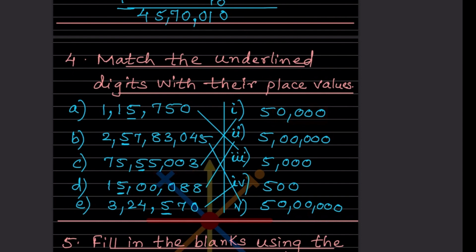Got it? Okay, now look at here. Tens, 100, 1000, 10,000, and this is lakhs. So 5 into this one, you will see how many zeros: 1, 2, 3, 4, 5. So we are going to put 5 zeros over here.